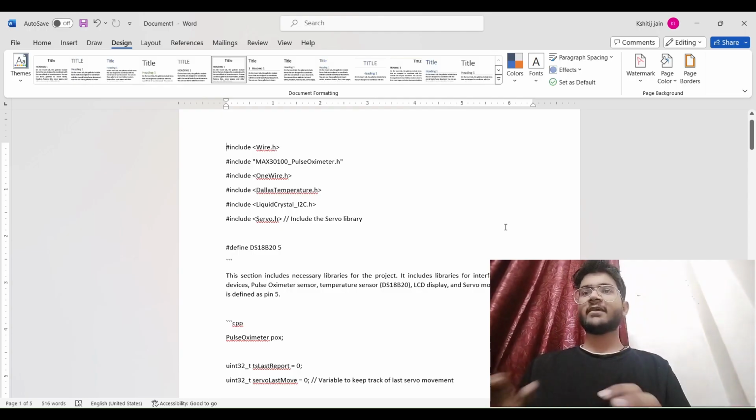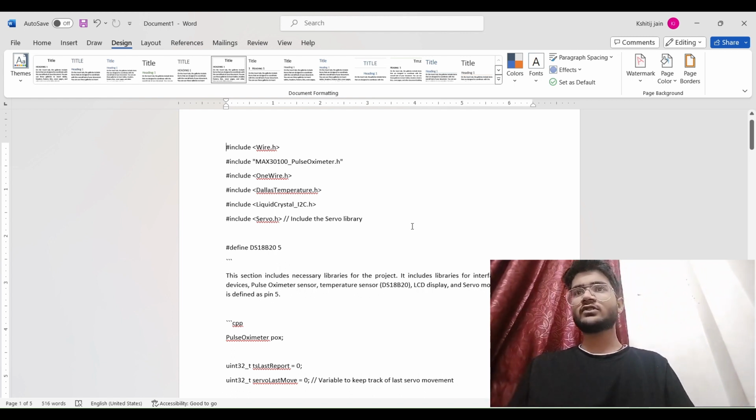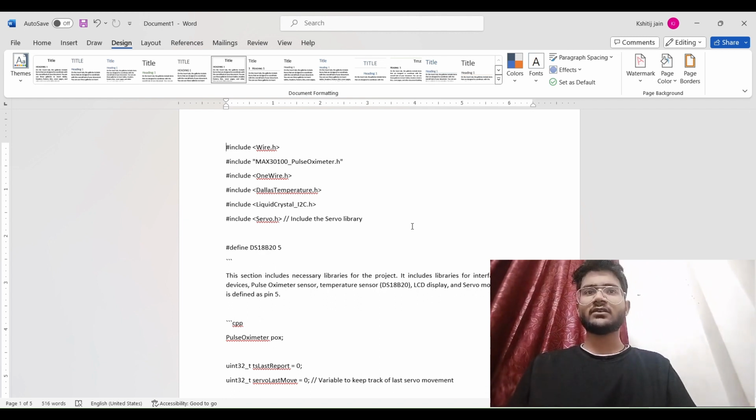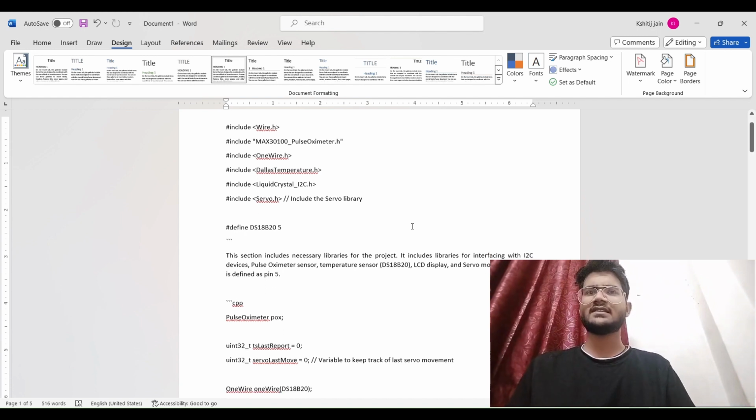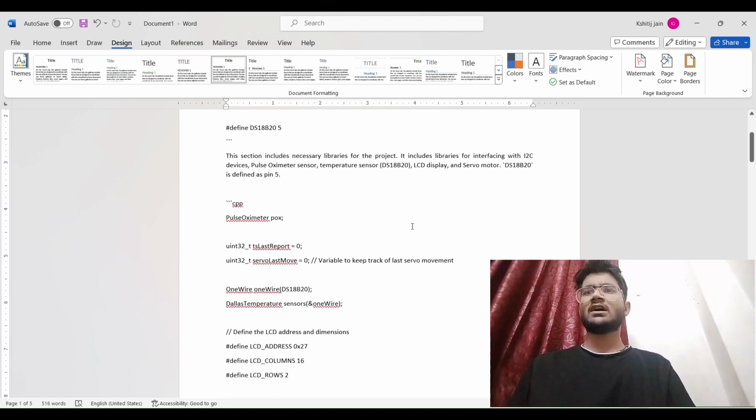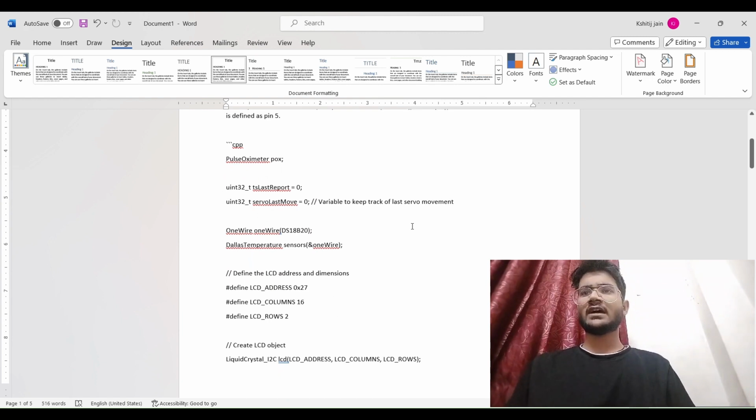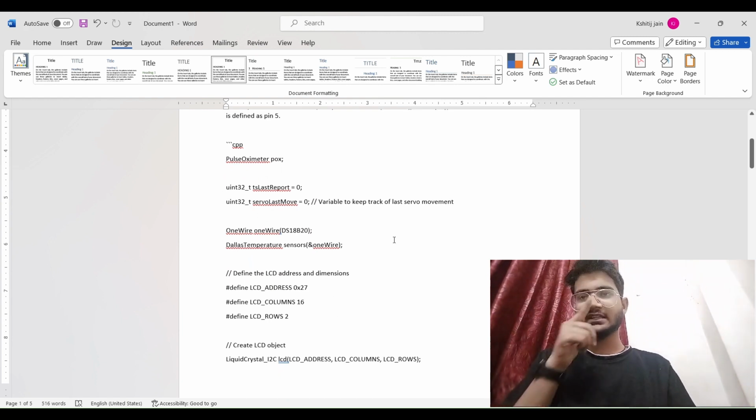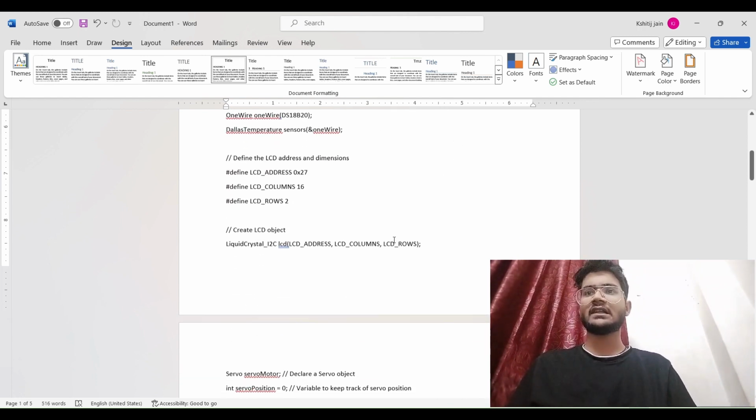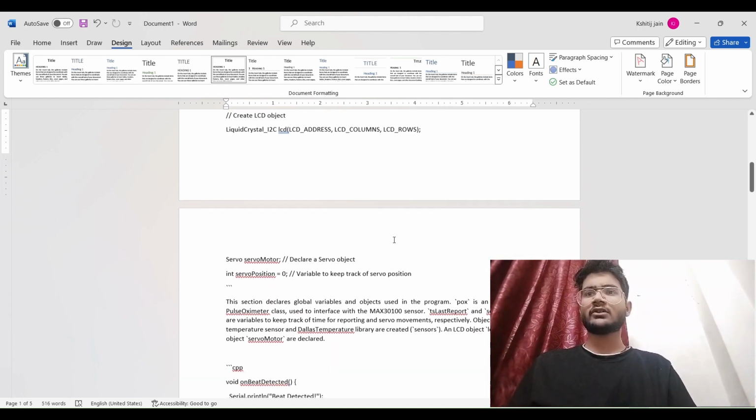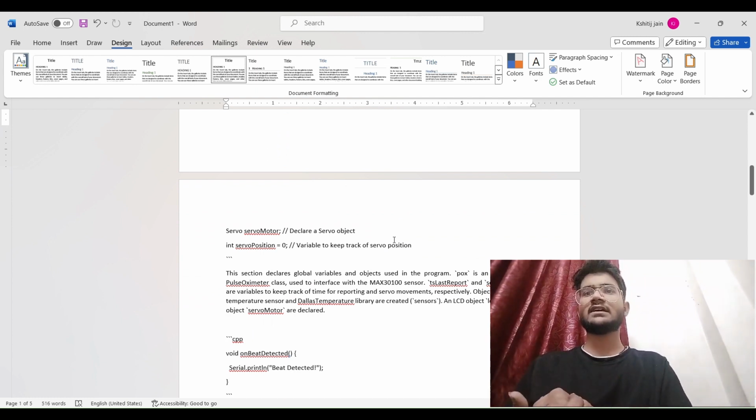So here I am explaining the code. The starting section includes the necessary libraries for the project, like interfacing with I2C device, pulse oximeter sensor, temperature sensor, LCD and servo motor, etc. Next, we are defining the LCD address and dimensions, then creating the LCD object with LiquidCrystal. Then the next section declares global variables and objects used in the program.